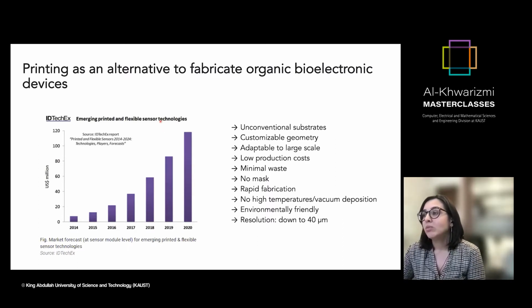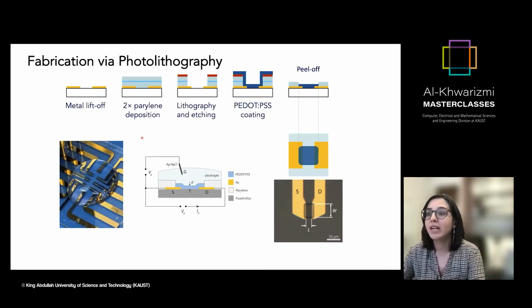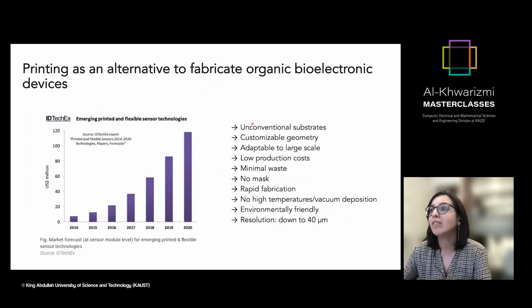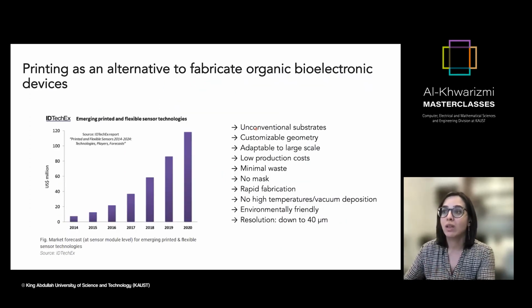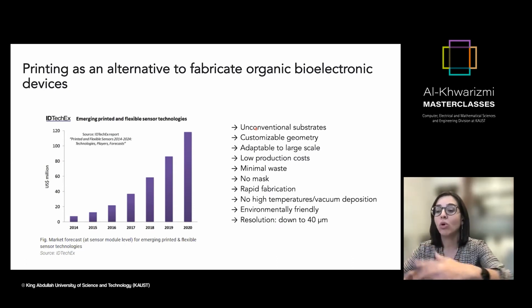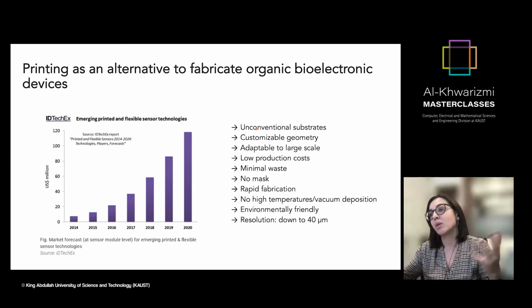Now, the biggest advantage of using printing as an alternative for fabrication is that, as I said, you can use very different substrates. In the previous slide, you saw that everything is happening on fused silica. So this is a glass substrate or anything rigid and resistant to solvents as well as temperatures. You don't have that requirement when you want to print materials and fabricate these devices on, for instance, polymeric substrates that are bendable, flexible, or elastic.